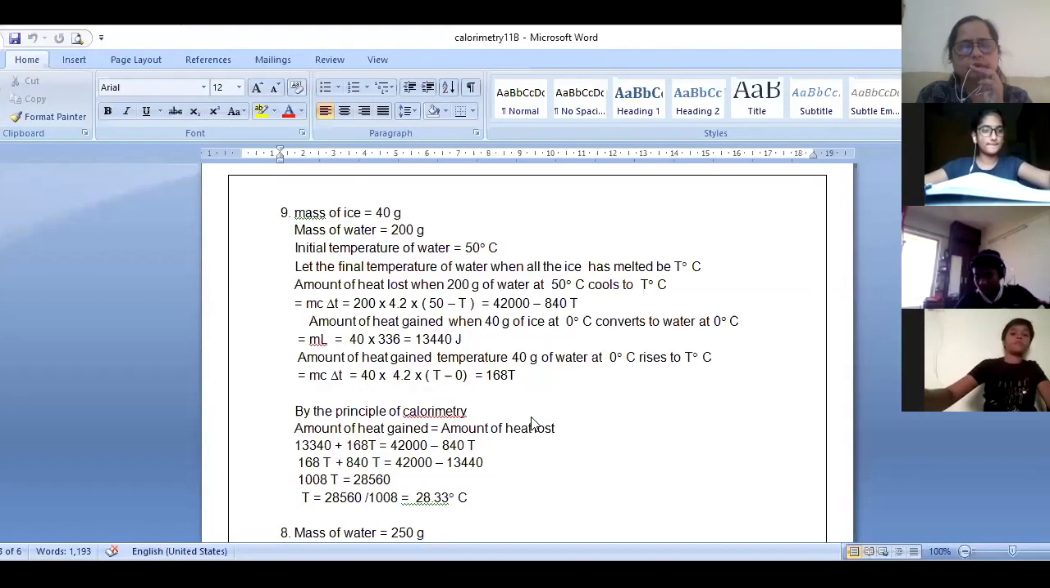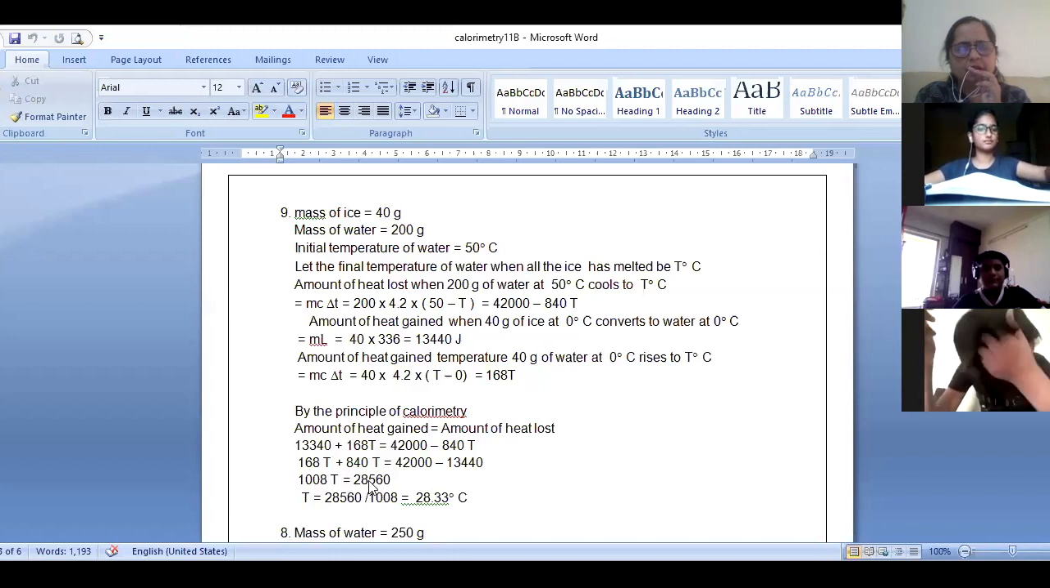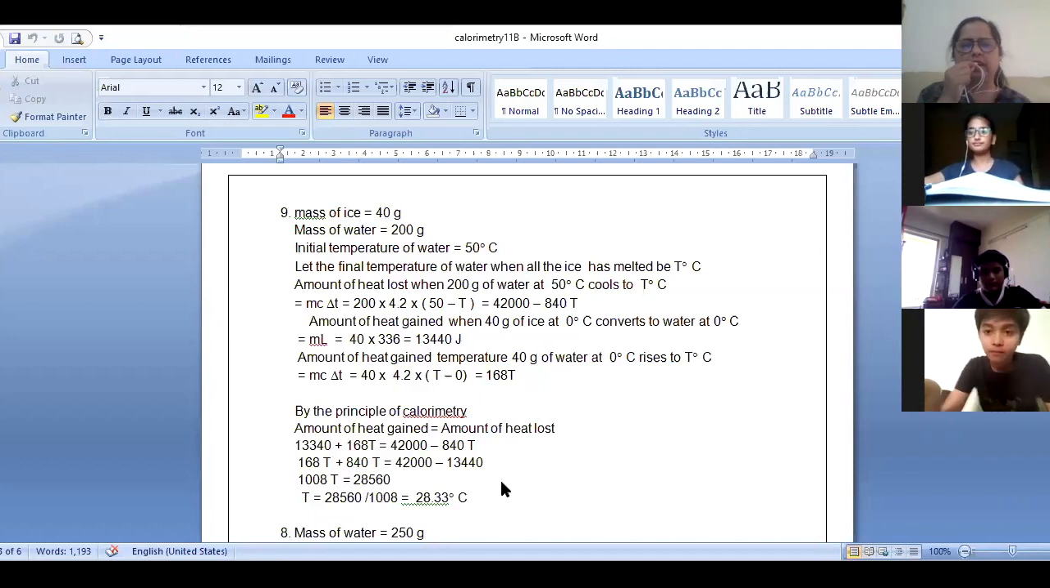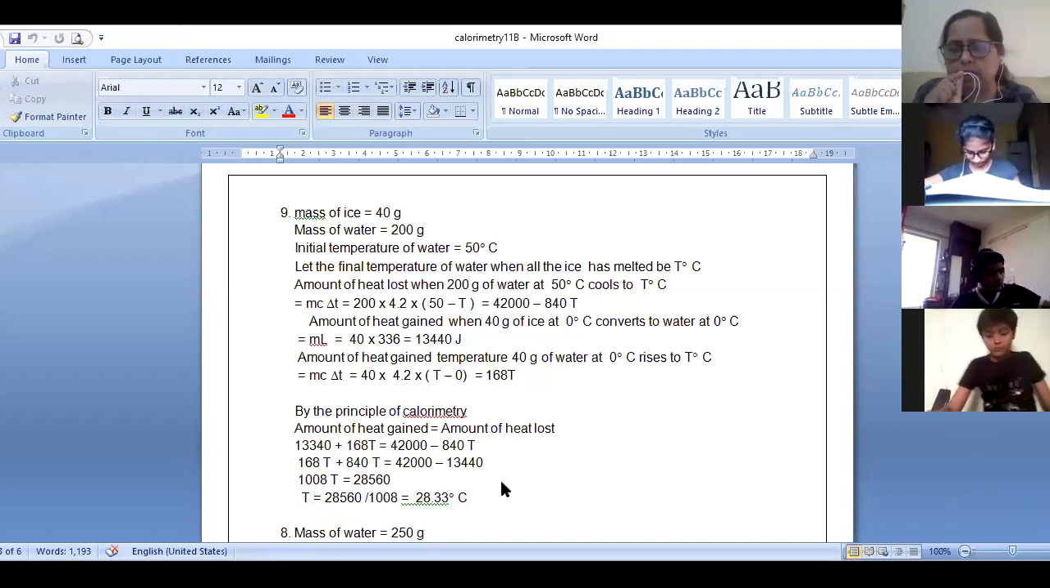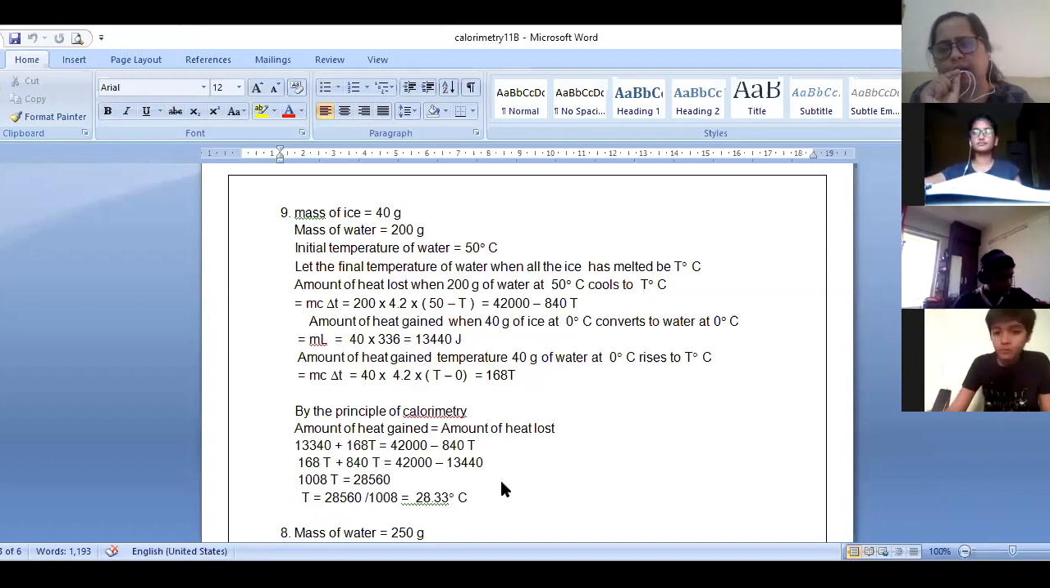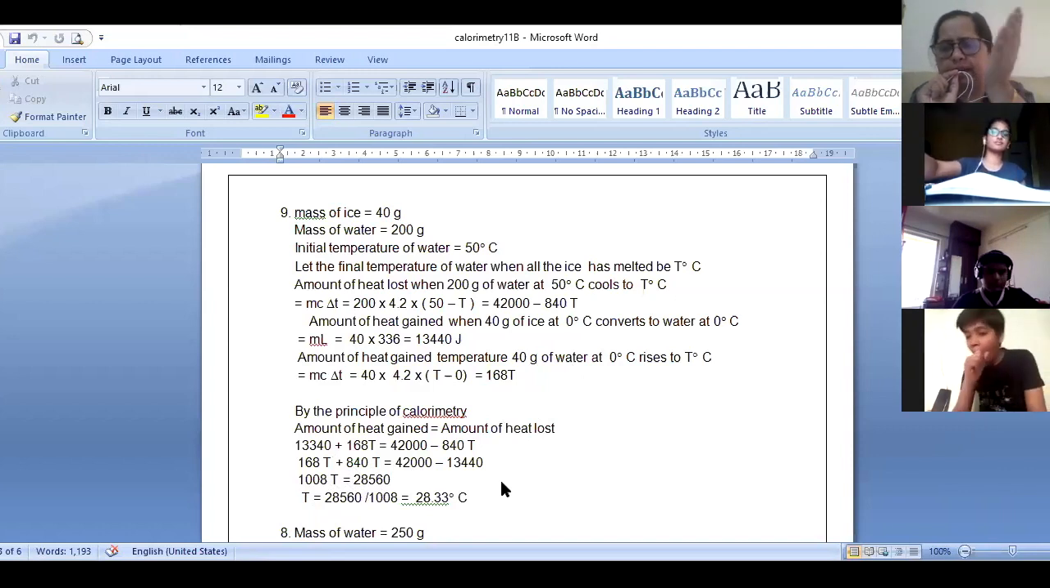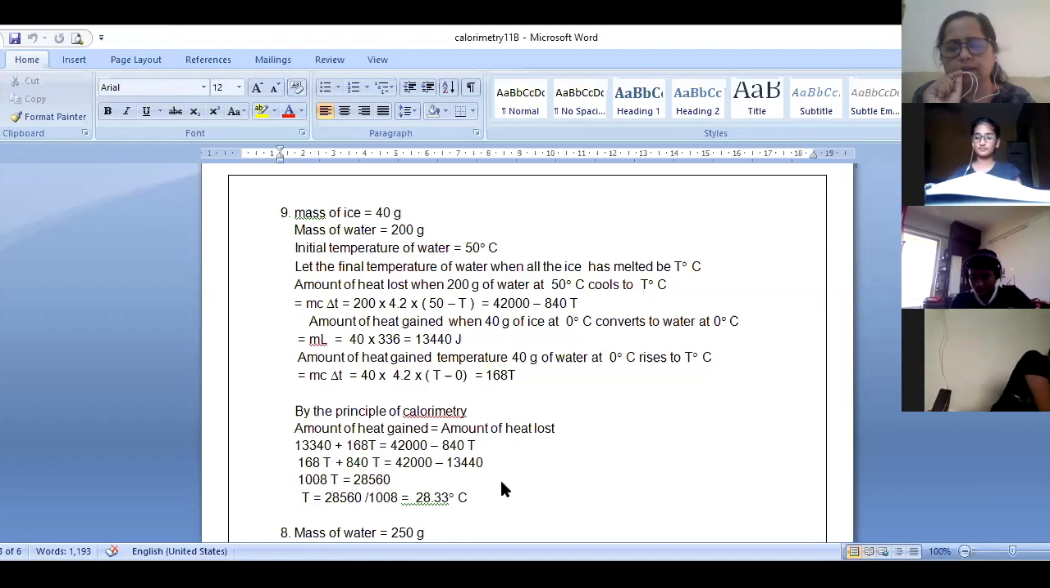Okay. So here, this is the equation, right? 168 plus 840, you will get 1008 is equal to 28,560 divided by 1008. You will get the answer. Okay. So what have we done? We have brought the temperature of water from 50 degrees down to T degrees Celsius. And the next is the ice. We have raised the temperature, but whenever we use ice, you have to do two steps. Remember the two steps. First, you convert from ice to water, and then you convert it to water at 0 degrees. Then the temperature has to rise. So this is very important.